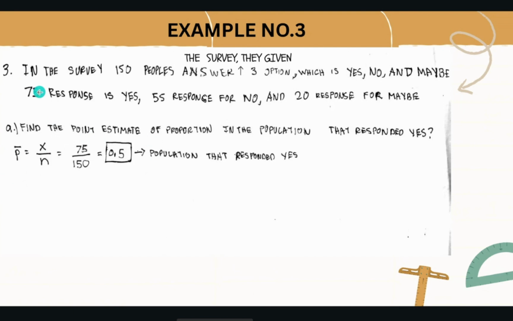X is equal to 75 because that is the number who responded yes. So I will put the 75 as the X, over 150, because there are 150 people who answered the survey. And then just solve it and that will equal 0.5. That is the proportion of the population that responds yes. And that is all for our point estimation. I will pass this to the next reporter of our group.